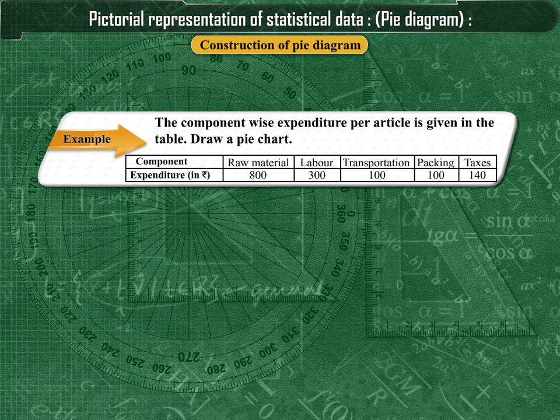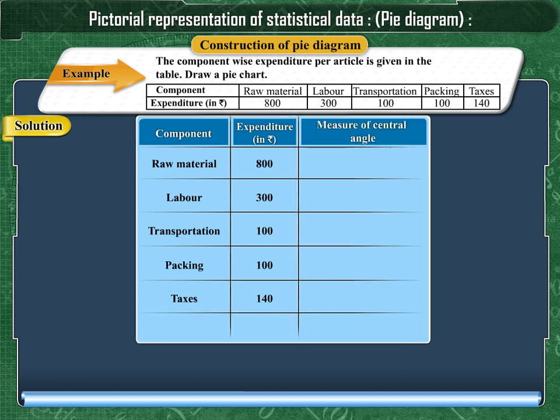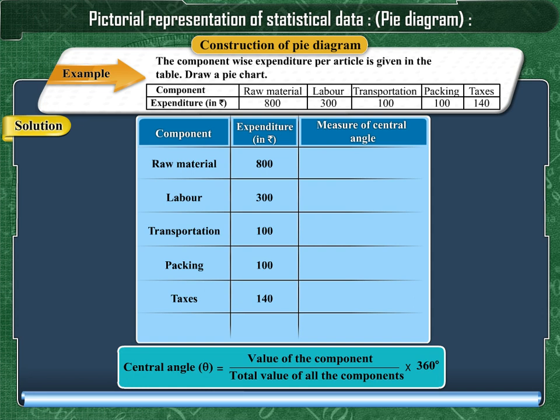Here, the total value of all the components, that is, total expenditure, is 1440. The value of the raw material is given as 800. Therefore, the measure of the central angle for raw material is 800 upon 1440 into 360. On simplifying, we get the measure of central angle for raw material is 200 degrees. The measure of central angle for labor is 300 upon 1440 into 360, which on simplifying is 75 degrees.